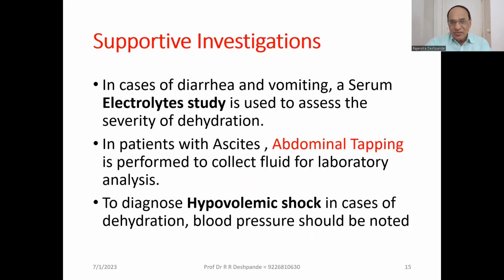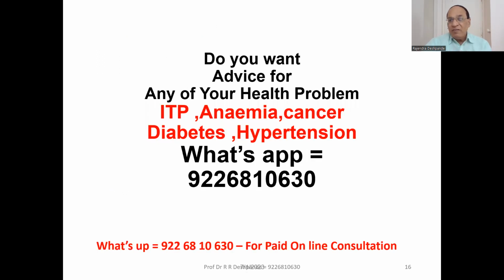Supportive investigations. In cases of diarrhea and vomiting, serum electrolyte study, what is the sodium, chloride, and potassium, has to be assessed for the severity of dehydration. In patients with ascites, abdominal or peritoneal tapping is performed to collect the fluid for laboratory analysis. In diagnosis of hypovolemic shock, in cases of dehydration, blood pressure is very important.